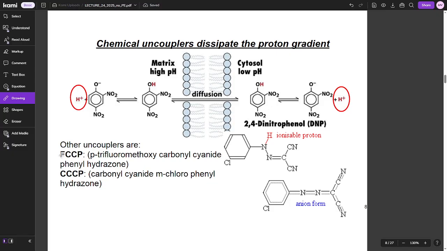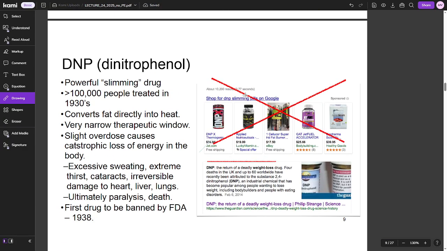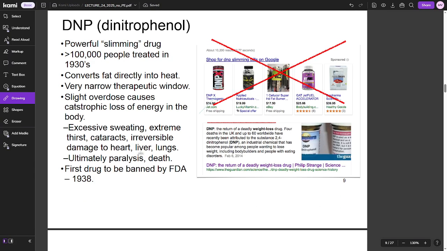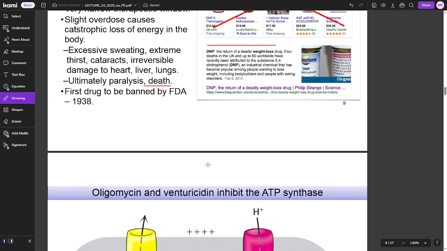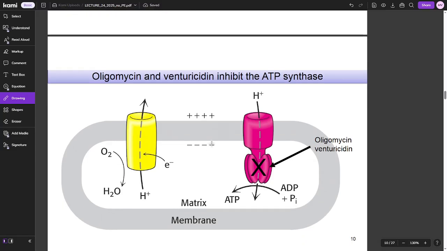There are other uncouplers as well. You've got FCCP and CCCP. But generally, the idea here is that they disrupt and dissipate the proton gradient by acting as transporters to allow H plus to go from high to low concentration without having to go through ATP synthase. Just a cool little slide about why it was bad. People actually ended up using it to lose weight, and they ended up dying and having a lot of heart problems. So just a cool little slide.